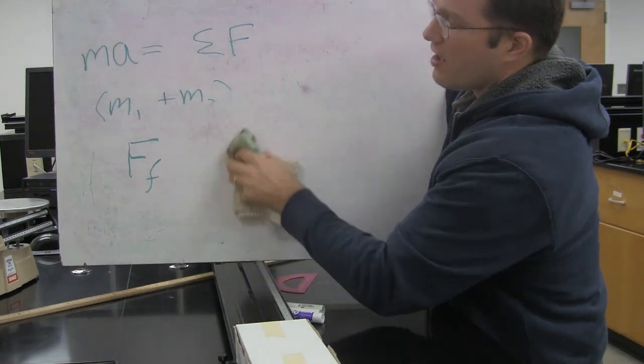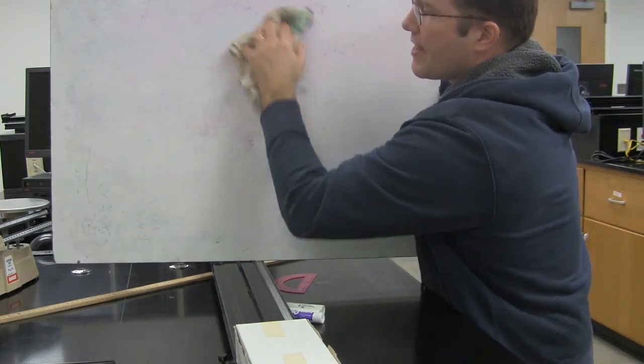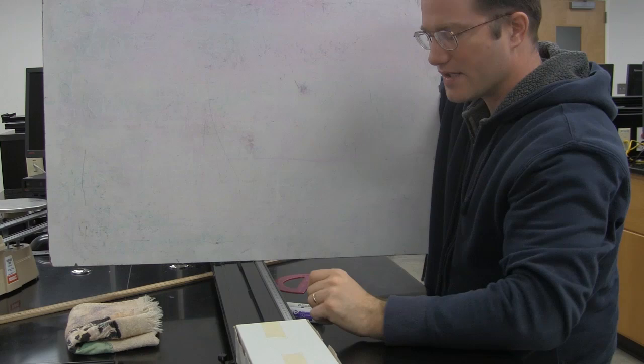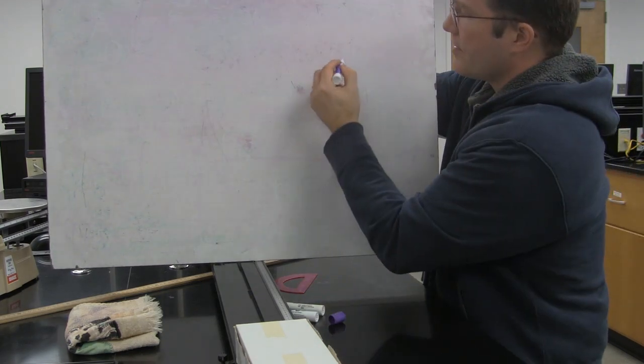Now, up to this point, we've been talking about the system mass and the system acceleration. And so what I want to do is examine this piece by piece. So, for example, we have the cart on the track.